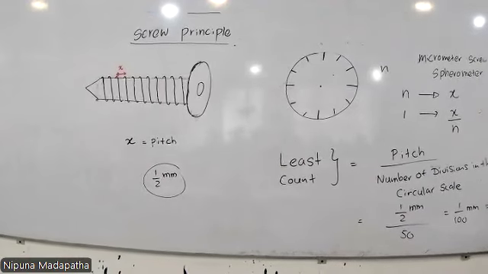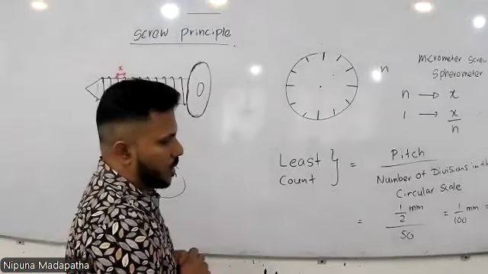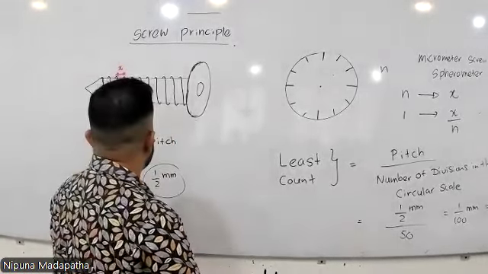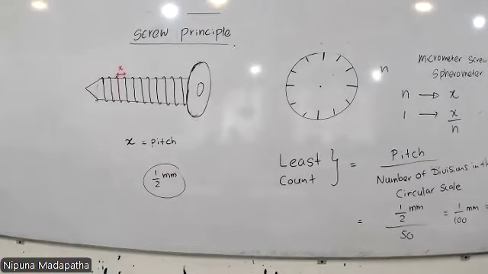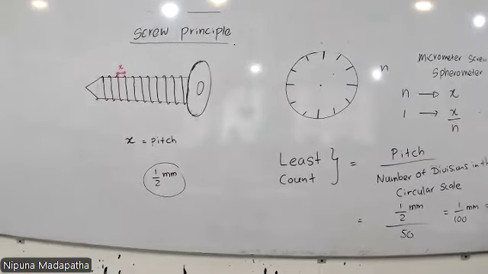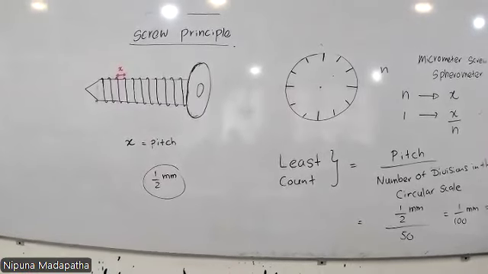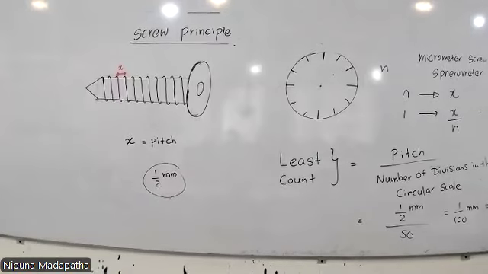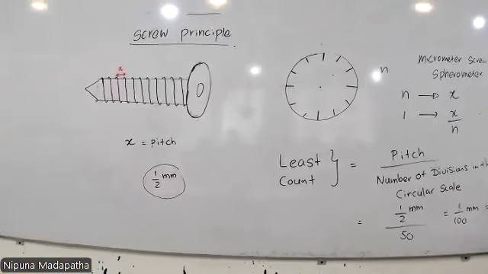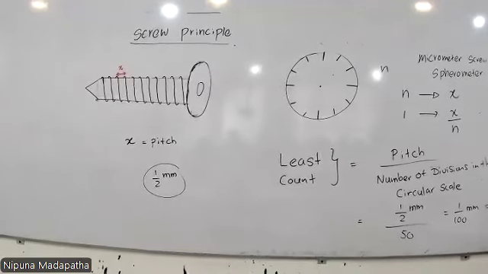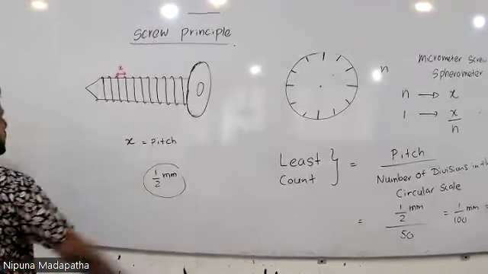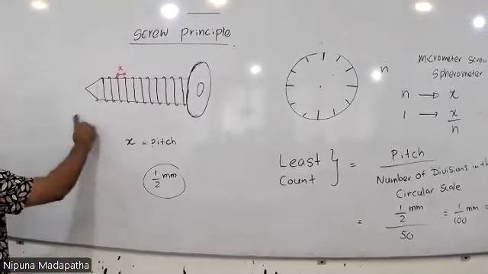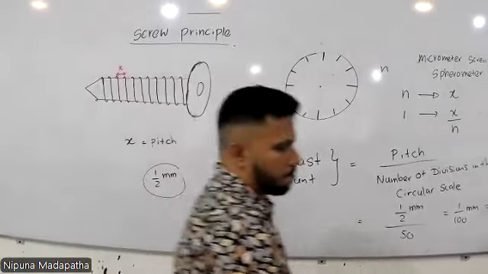Within brackets, pitch is the distance between two adjacent threads. So x is the pitch.